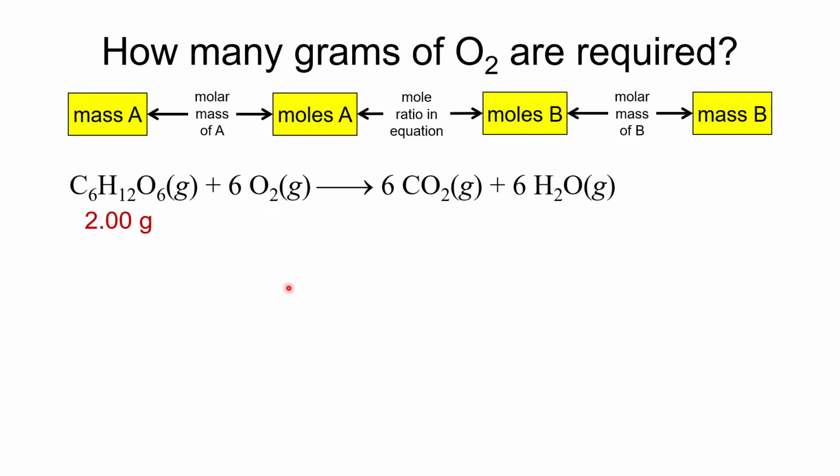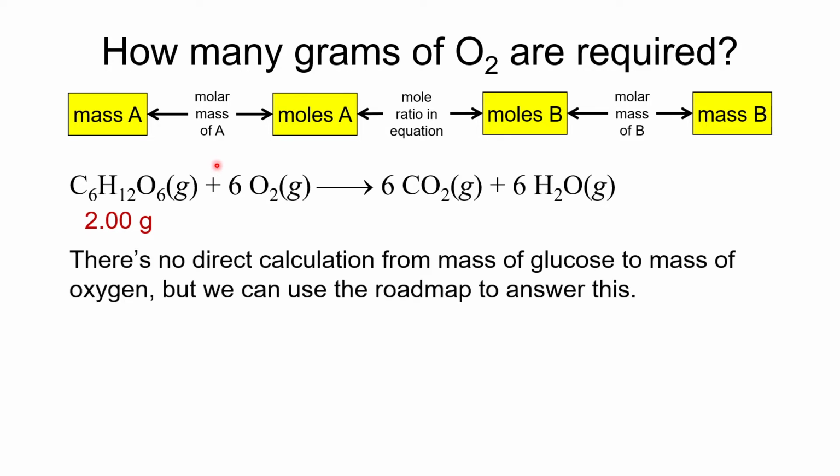All right, so let's look at the first one. How many grams of oxygen are required? Well, there's not a direct calculation, as I said, but if you follow the steps here, every time you move from one box to another, you multiply by a conversion factor or divide by a conversion factor, then you can get to the next box.